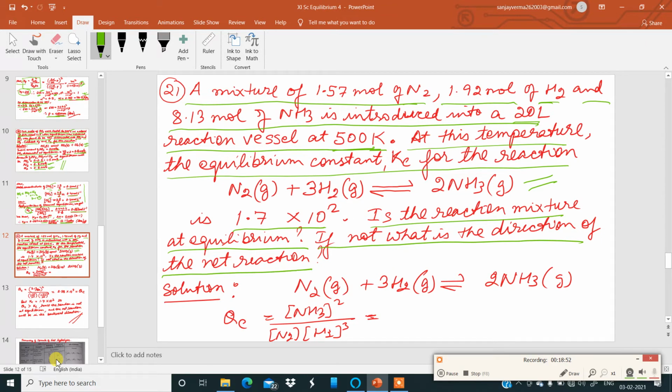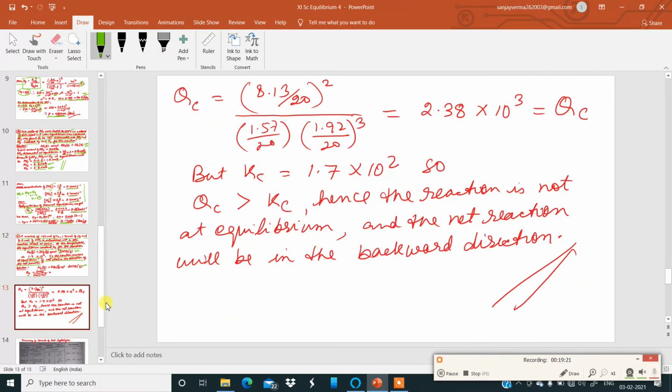So to solve this question, what you have to do is write the equation and get the reaction quotient. Reaction quotient Qc in terms of concentration: concentration of ammonia raised to the power of 2 because stoichiometric coefficient is 2, divided by concentration of nitrogen into concentration of hydrogen to the power of 3. So first get this. Now the number of moles of ammonia, nitrogen, hydrogen is given in the question already, so just put the values over there. Here we have Qc as 8.13 by 20. Total volume is 20. So we get the value of Qc as 2.38 into 10 power of 3.